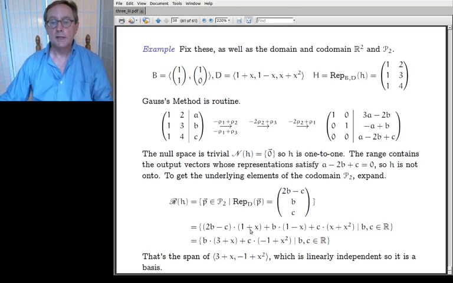So minus 2B plus C times 1 plus x, B times 1 minus x, and C times x plus x squared, those of course came from right here. And you do the arithmetic, it's not very interesting, and you get B times 3 plus x, C times minus 1 plus x squared. And so the range is actually the span of 3 plus x and minus 1 plus x squared. That's a basis, clearly linearly independent. So the range is of dimension 2 with this for a basis. So I can figure out not just the representations of members of the range, but I can actually figure out the range. So I can figure out things about the underlying space as well as about the representations.